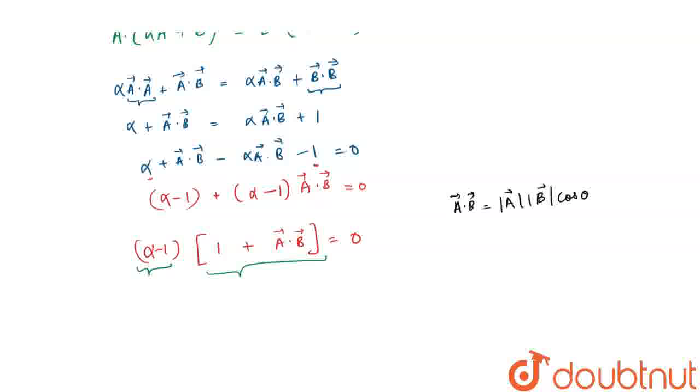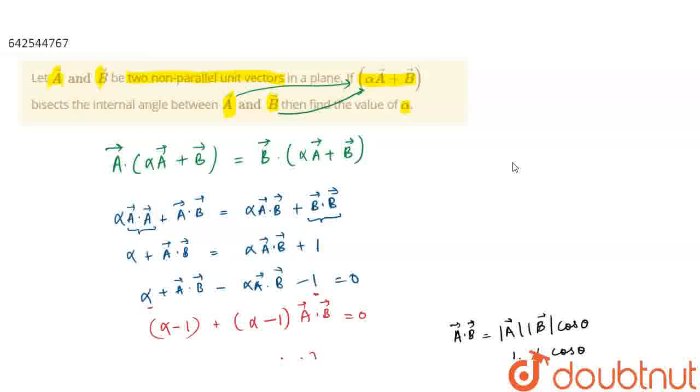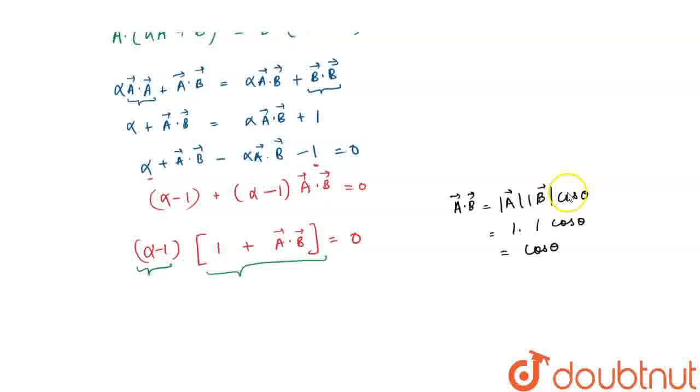Okay, so here we have mod of A which is 1, mod of B which is 1 because they're unit vectors, and here we have cos theta. Now the value of theta lies between 0 to pi, but in this question we are given that they are two non-parallel unit vectors. So the value of this cos theta will not be equal to minus 1, so this can't be equal to 0. So here we have alpha minus 1 equals 0. So here we have the value of alpha which is 1. So this is our final answer. Thank you.